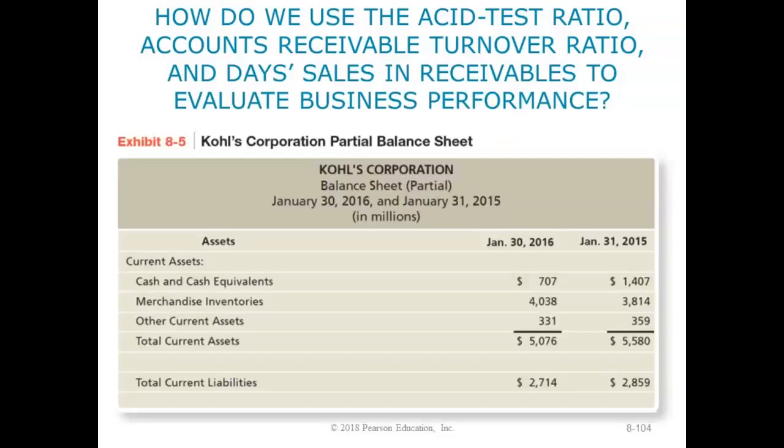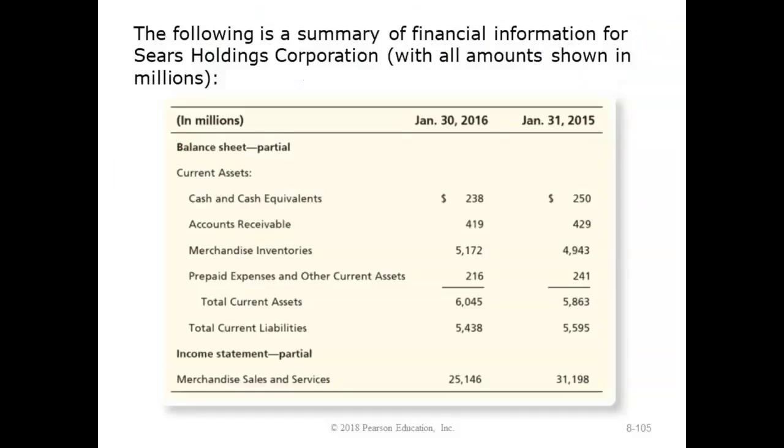So again, we're going to have a partial balance sheet out here for Kohl's, and we're going to evaluate some of these formulas. So we've got cash and cash equivalents, current assets, and current liabilities. This is all good. The other thing we're going to need is to take a look at merchandise sales and services also. So we're going to need some other information too, which we have.